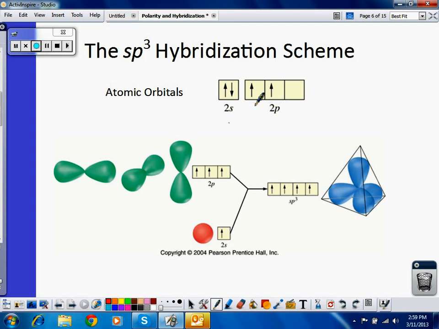When it's getting ready to bond with something, the first thing that happens is that one of the 2s electrons is promoted to the 2p. So now I have 4 single electrons. Then these 4 orbitals combine to form 4 new orbitals, all of the same energy. And then 1 electron goes in each one. So because I'm taking 1 s orbital and 3 p orbitals to make these 4 new orbitals, I call this an sp3 hybrid structure. And each of these is an sp3 hybrid orbital.